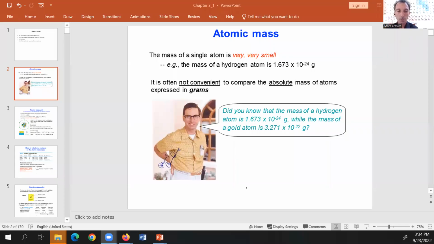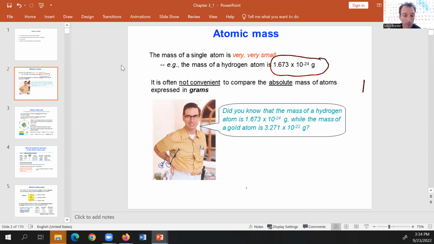Hi, Biochem 141. So the atomic mass is an important concept in chemistry, and we're going to learn how to calculate this. The atomic mass of a single atom is very, very tiny. A hydrogen atom is 1.63 times 10 to the minus 24 grams. So it's really not convenient to work with those numbers.